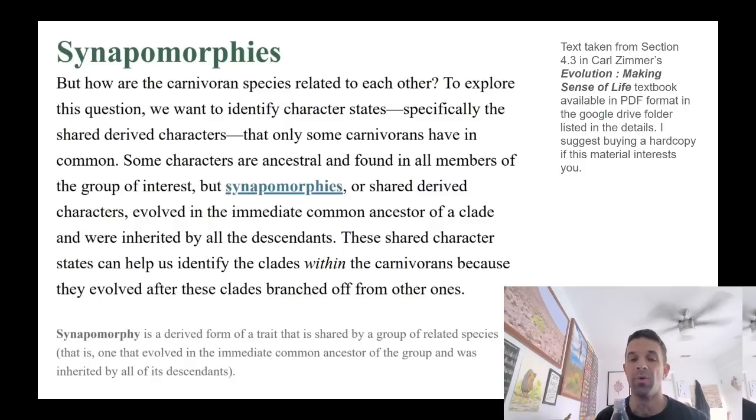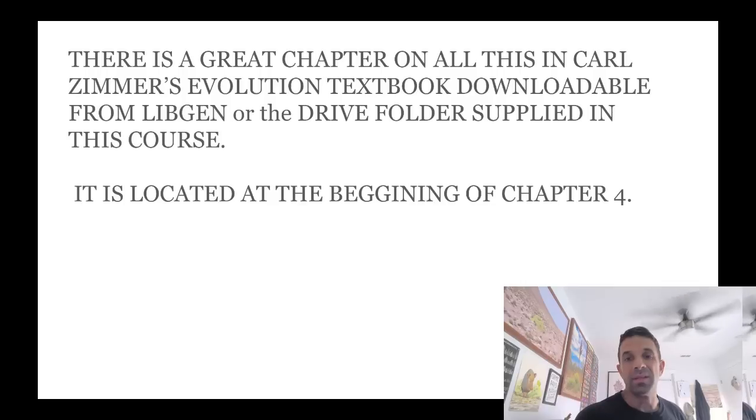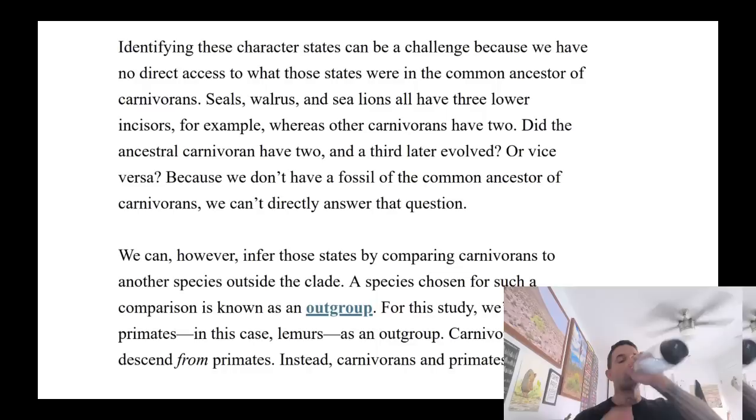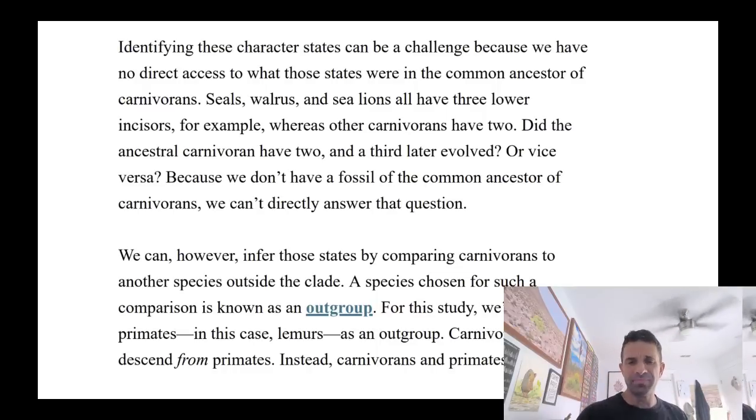We see these synapomorphies, these shared traits, and they're morphological at first, or at least when life was first being classified. But of course, we know, looking closer, it's all DNA. So if you want to read more about this, it's chapter 4 in Carl Zimmer's textbook. Great stuff.